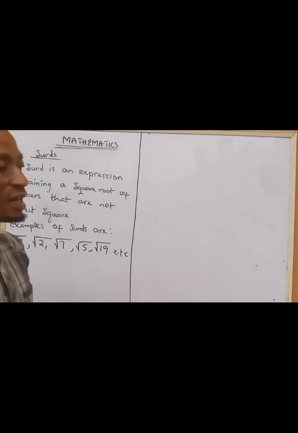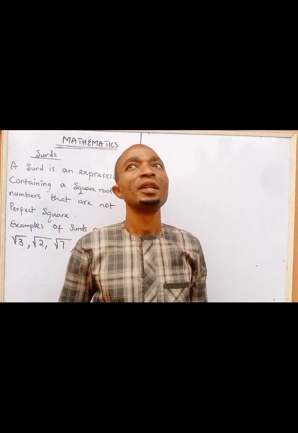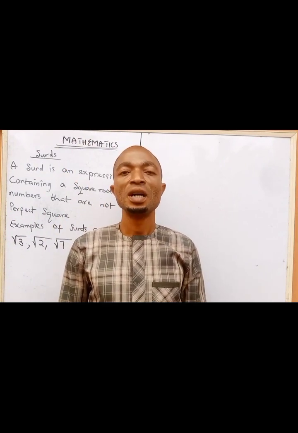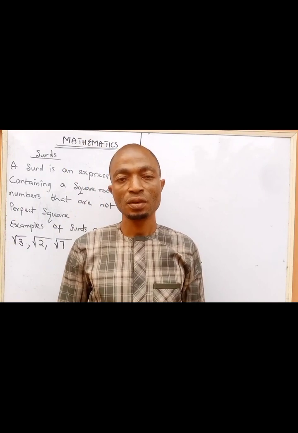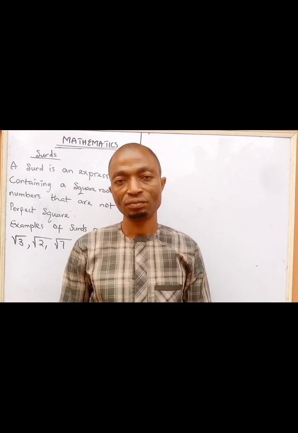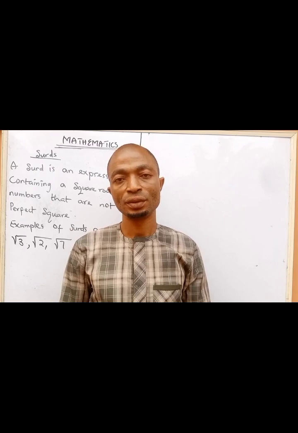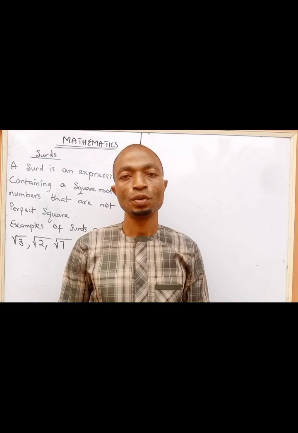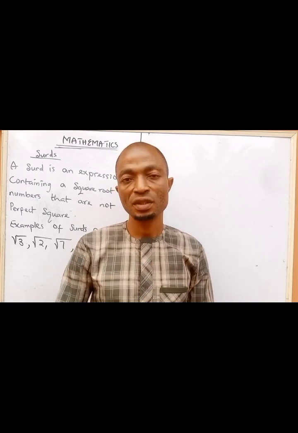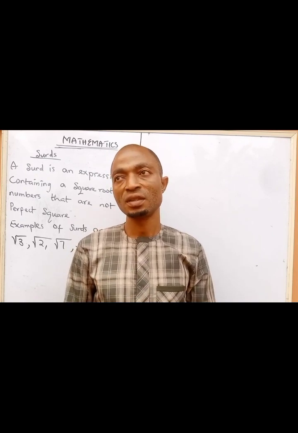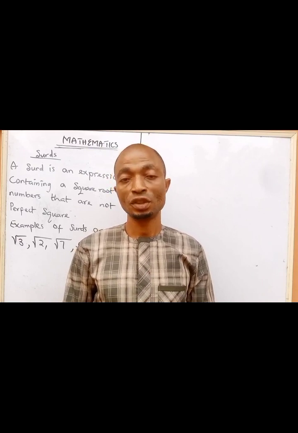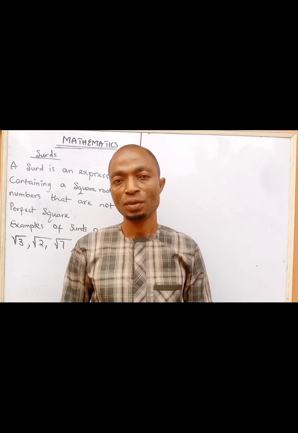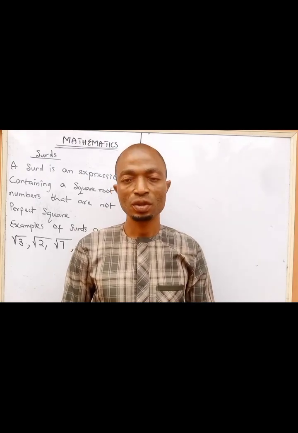When we say that numbers are not perfect squares, that means they are numbers that do not have a definite square root. Like 9, 9 is a perfect square. 7 is not a perfect square. So when we find the square root of 7, we are not going to get a definite answer. It is going to give us an irrational number, so it is an example of a surd.